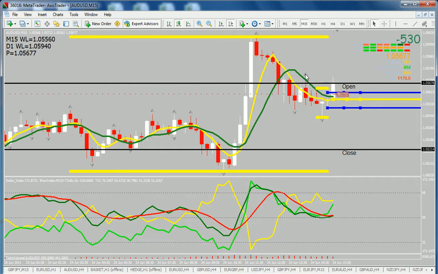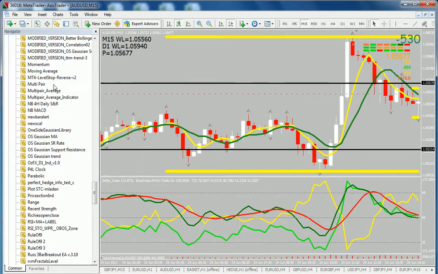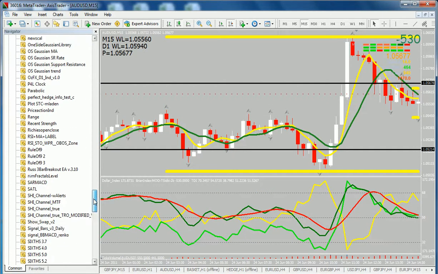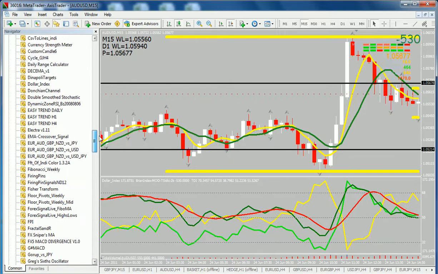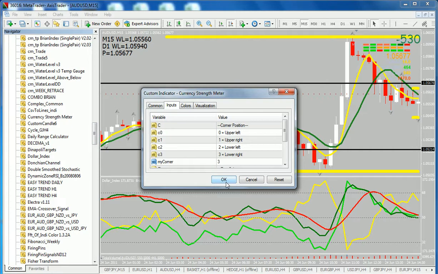Here are the fractals. These are all standard indicators, these fractals. And here is Brian's opening and inside bar and the range. There is one other indicator we should discuss, and we shall put it in just for you. It is a currency strength meter.